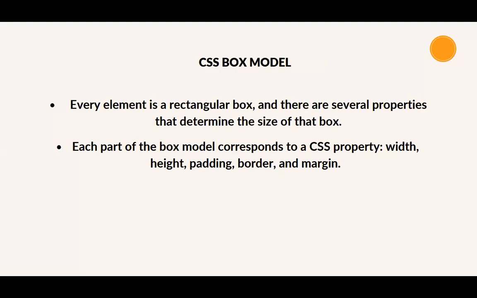So just to reiterate, every element is a rectangular box. Whether you see it, I mean, you can't always see, but you can always put a border around it. But every element is a rectangular box. And our elements essentially have a margin. So the margin is the space around the box. The border is the markings of the box itself. The padding is the space within the box.